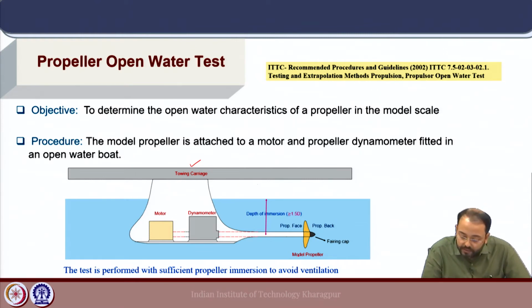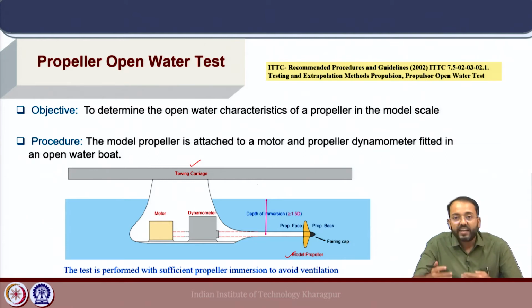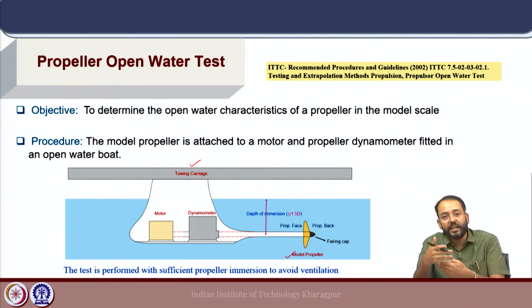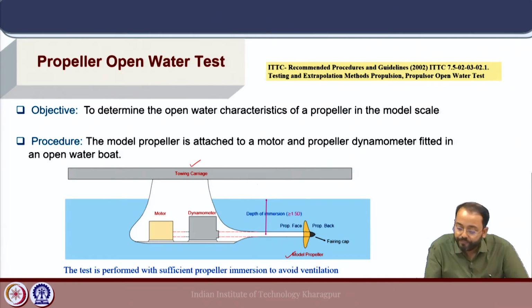So, we have the model propeller here. For a standard configuration for a propeller behind the ship, we have the face of the propeller, which can be seen if we stand behind the propeller, but here we have to put the back of the propeller in the forward direction, because the back of the propeller is the one which is actually facing the ship when the propeller is behind the ship hull. So, the back of the propeller is facing the inflow, which is the VA into the propeller blade.